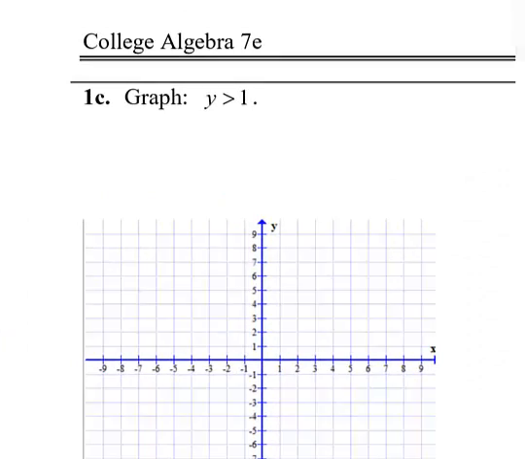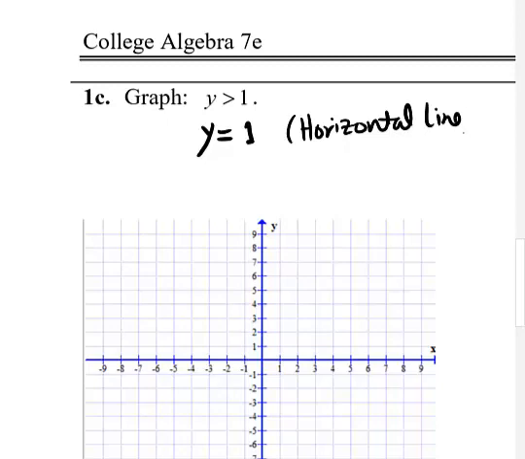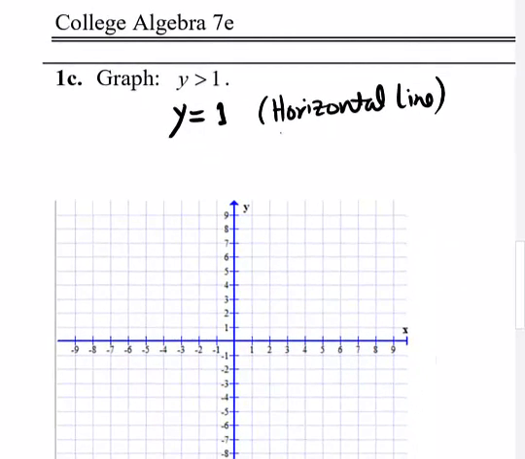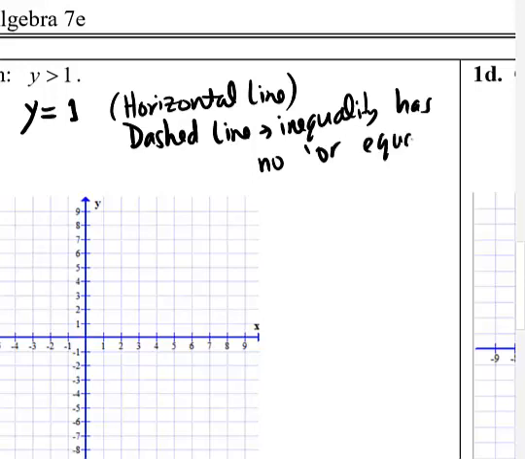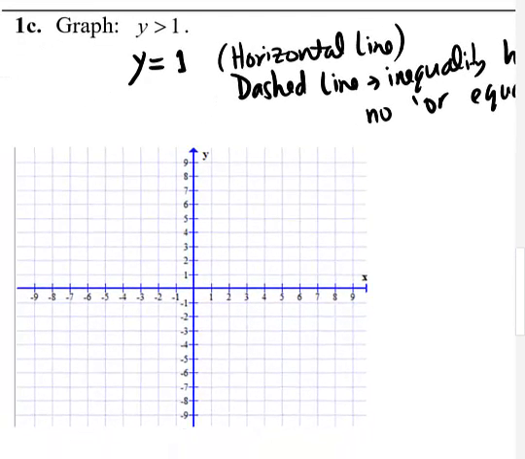So let's try this one. This one's kind of tricky because there's no x value. But remember, if you think of this as an equation, what if it was y equals 1? That's actually a horizontal line. So we're going to draw a horizontal line through 1, but it's going to be a dashed line because the inequality has no or equal to. It's just a strict greater than. So I'll put a dashed line at y equals 1. It looks like this, something like that.